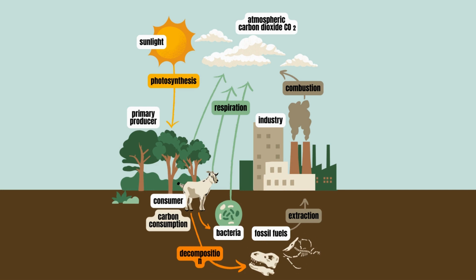Atmospheric carbon is present in the atmosphere in the form of carbon dioxide molecules. Now we regain the carbon dioxide in the environment, and this carbon dioxide is again ready for the start of the cycle: photosynthesis, then consumption, then decomposition, then extraction, and again combustion and respiration.